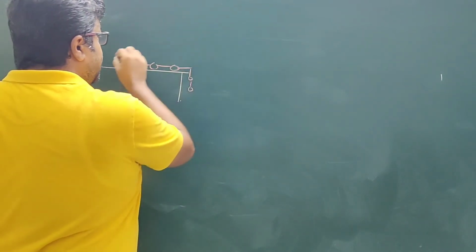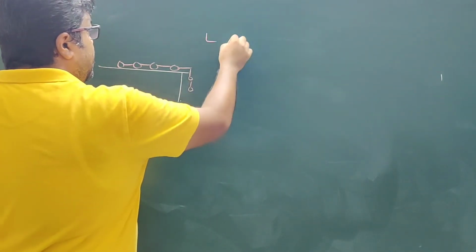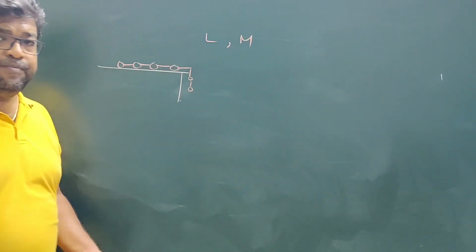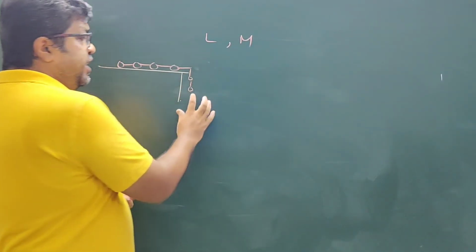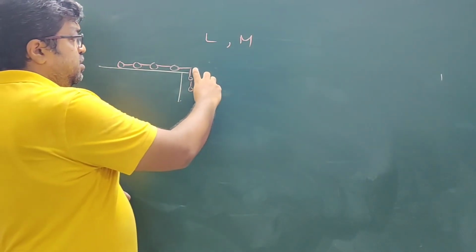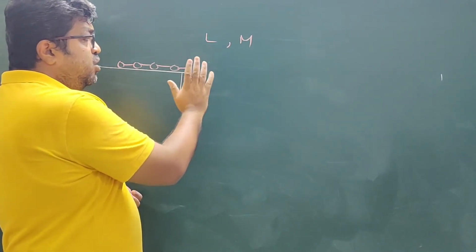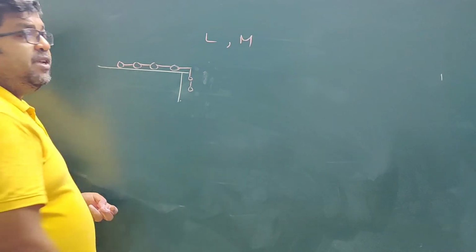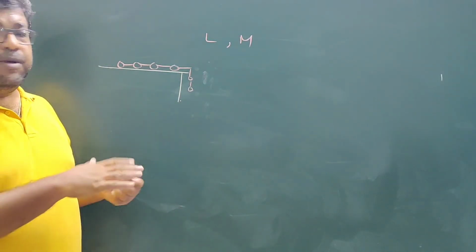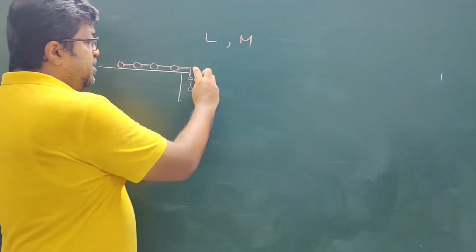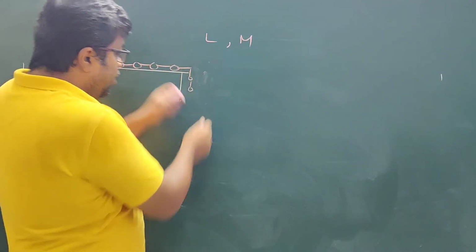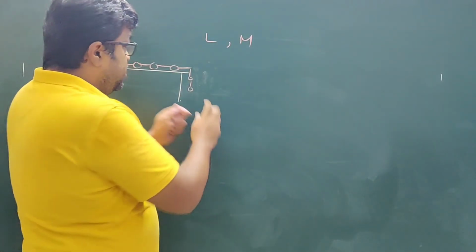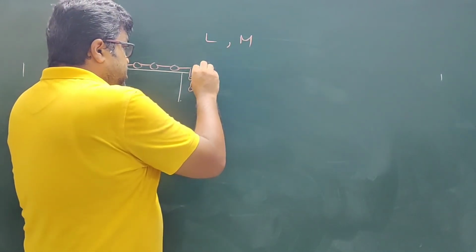This is a chain of total length L, and the mass of the chain is M. We have to find how much part can hang over the edge so that the entire thing remains on the table. This part is hanging over the edge, and this part remains on the table. Suppose I increase this hanging length, then the chain will fall down.